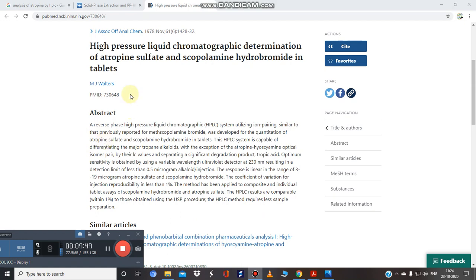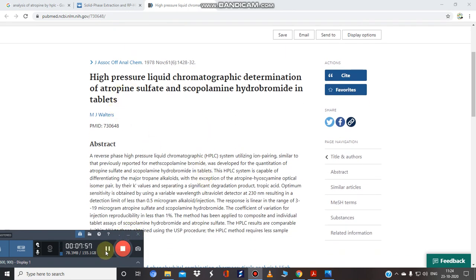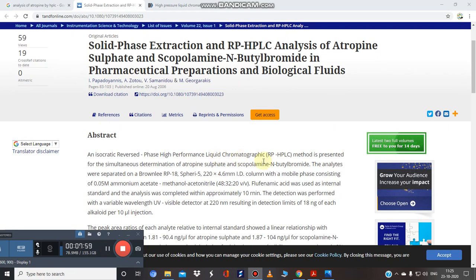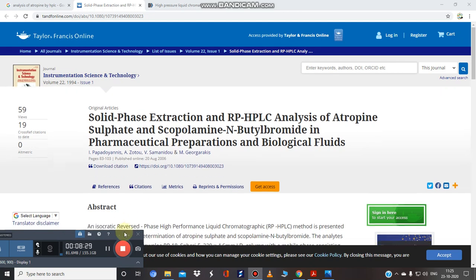So there is an analytical method that is used with the help of chromatography. We use HPLC, that is liquid chromatography, for the analysis of this atropine in different samples. And there is another reverse phase HPLC method that is also used. And you will remember about the column here, we will use a reverse phase column and detection is done at 220 nanometer. And over here the mobile phase in this reverse phase column is 0.5 molar ammonium acetate, methanol and acetonitrile in the ratio 48, 32, 20, volume by volume. So this is the reverse phase HPLC procedure for the analysis of atropine from different samples.